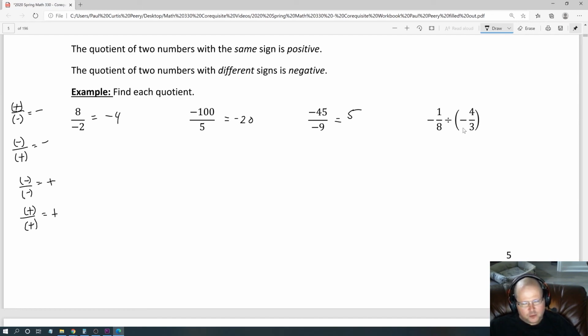The fact that we're dealing with fractions, that actually doesn't change anything. So we're going to keep the negative 1/8 multiplied by the reciprocal. Reciprocals still have the original sign. So the reciprocal of negative 4/3 is negative 3/4, not positive 3/4. You just flip the numerator and the denominator. You do not flip the sign. So what you end up with is negative 1/8 multiplied by a negative 3/4, and what that gives you is a positive. 1 times 3 is a 3, and 8 times 4 is a 32. So you end up with a positive 3/32 there.